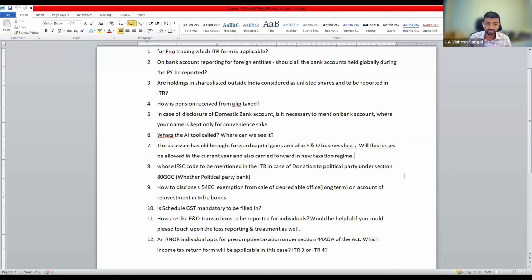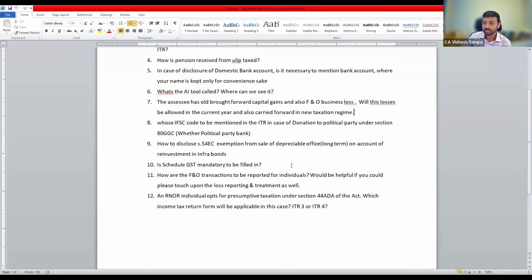So, IFSC code to be mentioned in the income tax return in case of donation to a political party. So here you would not have the political party's bank IFSC code; it is for the UPI reference number, which is mentioned in the schedule, that you have to mention for claiming the political party donation deduction. Right. Okay. So the next one, Ronak, Akshar, either of you.